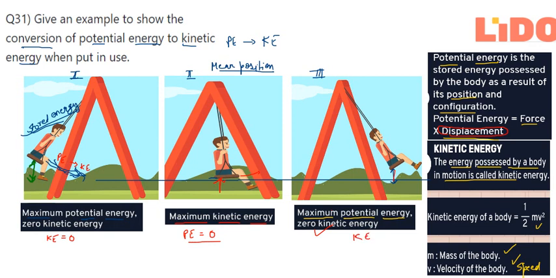So what happened here? The potential energy here got converted slowly into kinetic energy till it reached a maximum. Again, the kinetic energy slowly got converted to potential energy till it reached the maximum, right? I hope you understood the conversion of potential to kinetic energy in this case.